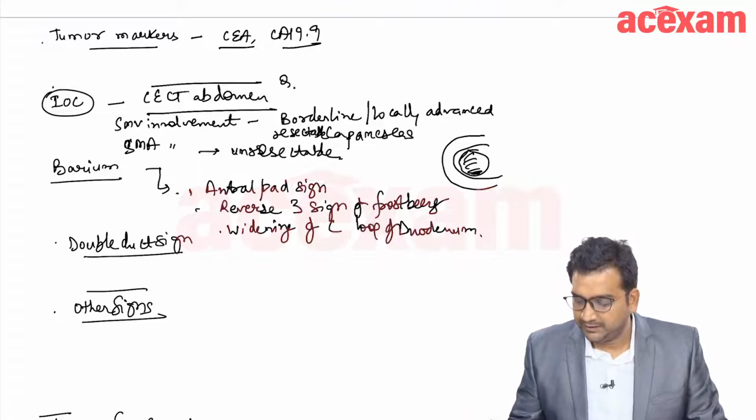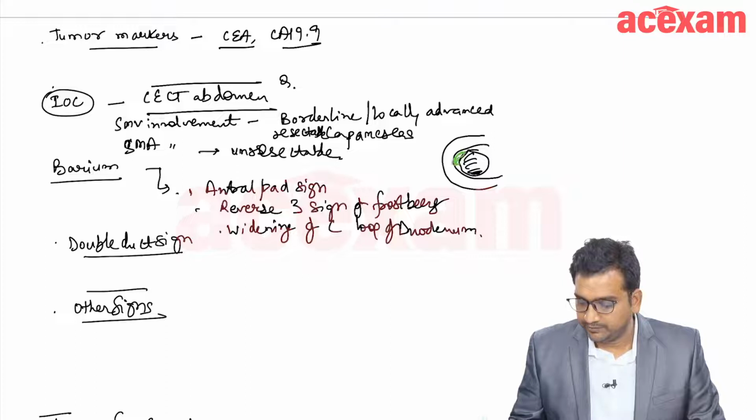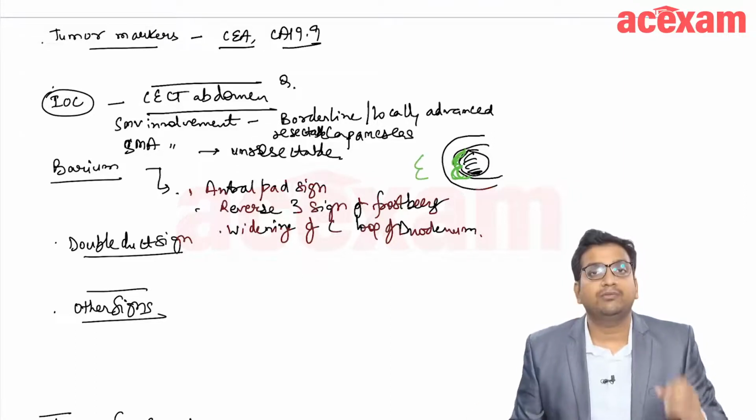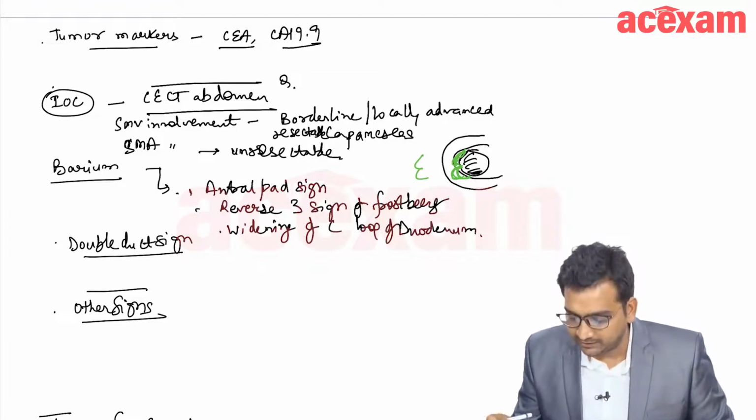And there is a reverse 3 sign. There is compression here and here. So there will be a reverse 3 sign like of a pattern, which is also known as antral pad sign. Okay.